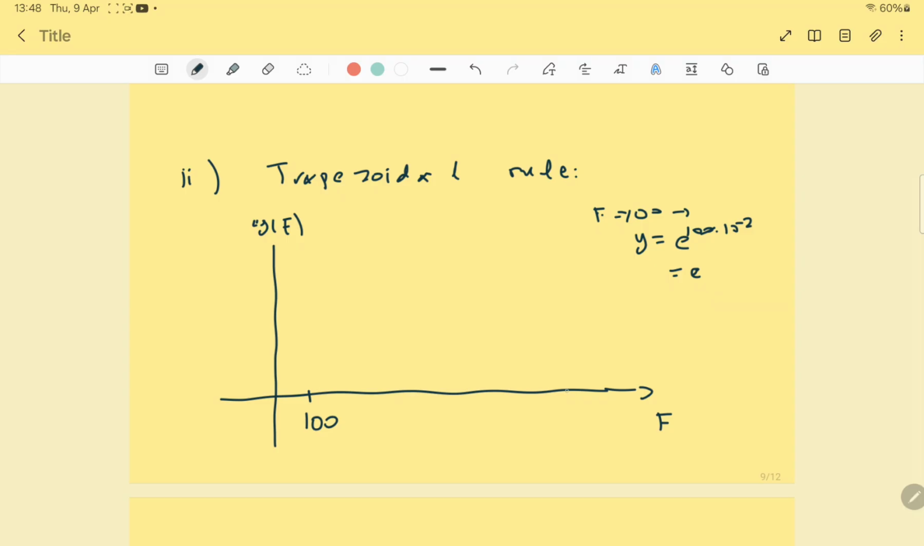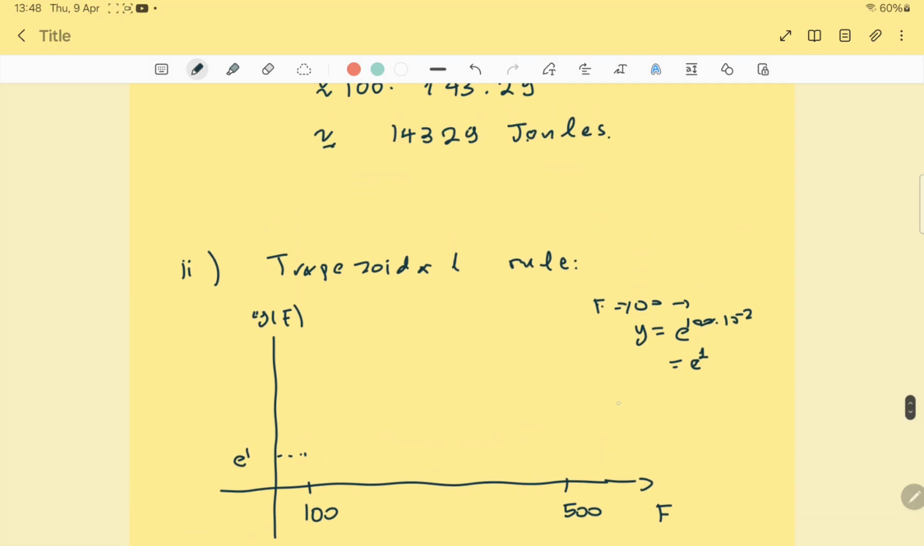I want to integrate numerically from 100 to 500. So let's imagine that e to the first power is somewhere here, and then for f equals 500, we have y equals e to the power of 500 times 10 to the minus 2. That's e to the fifth power. So let's say that it's somewhere like here.